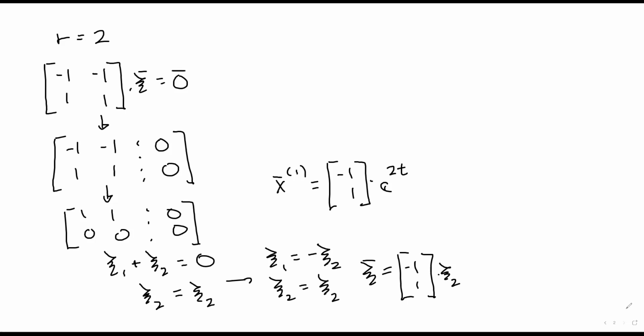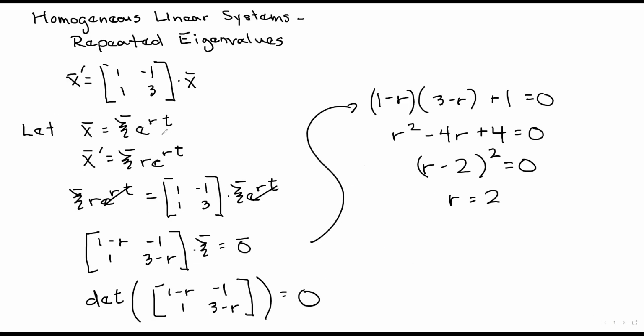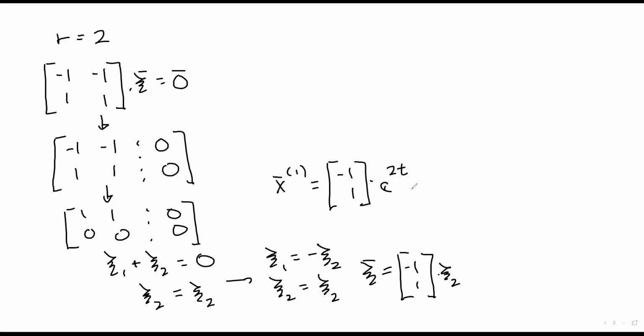Where did that come from? It came from the format we set at the start, letting x equal xi e to the rt. We found what xi was and what r was, and we plugged them in. That gets us our first solution.